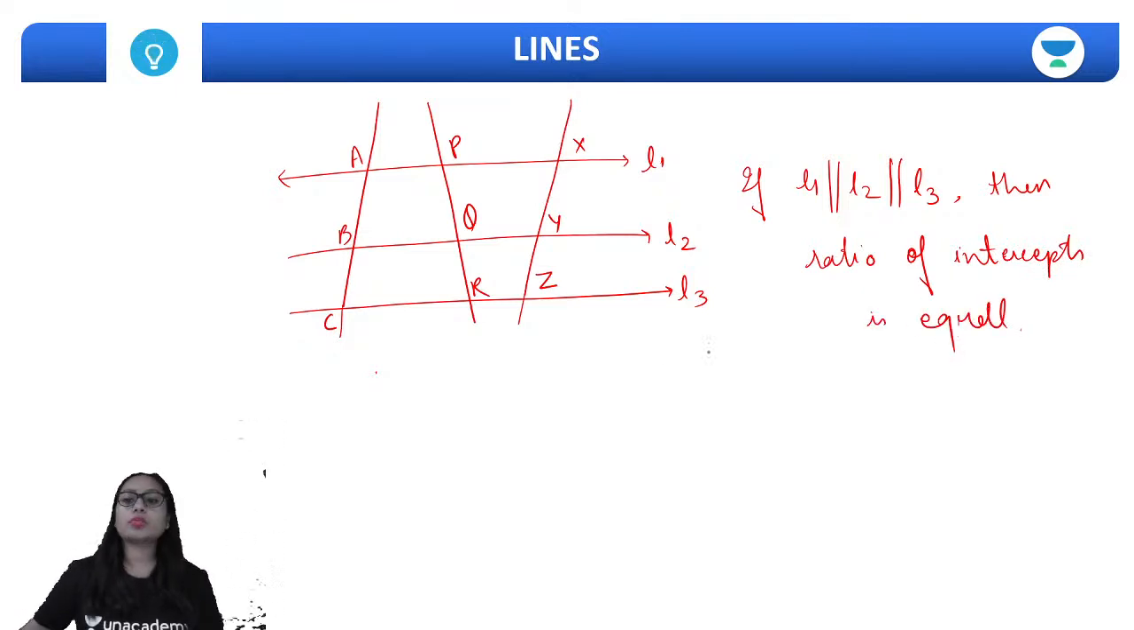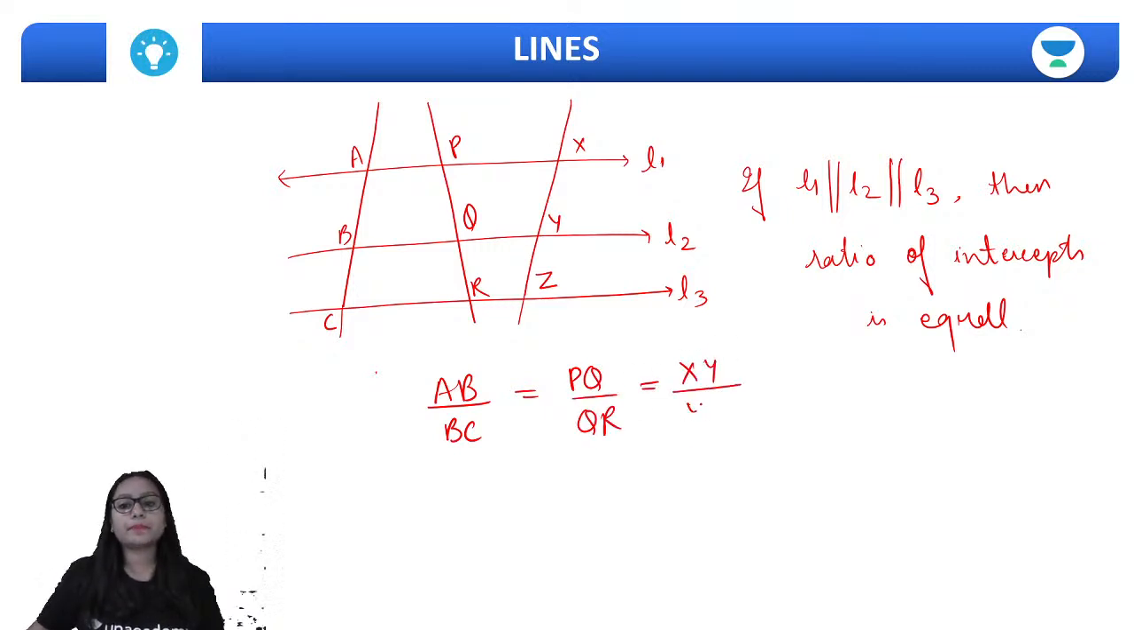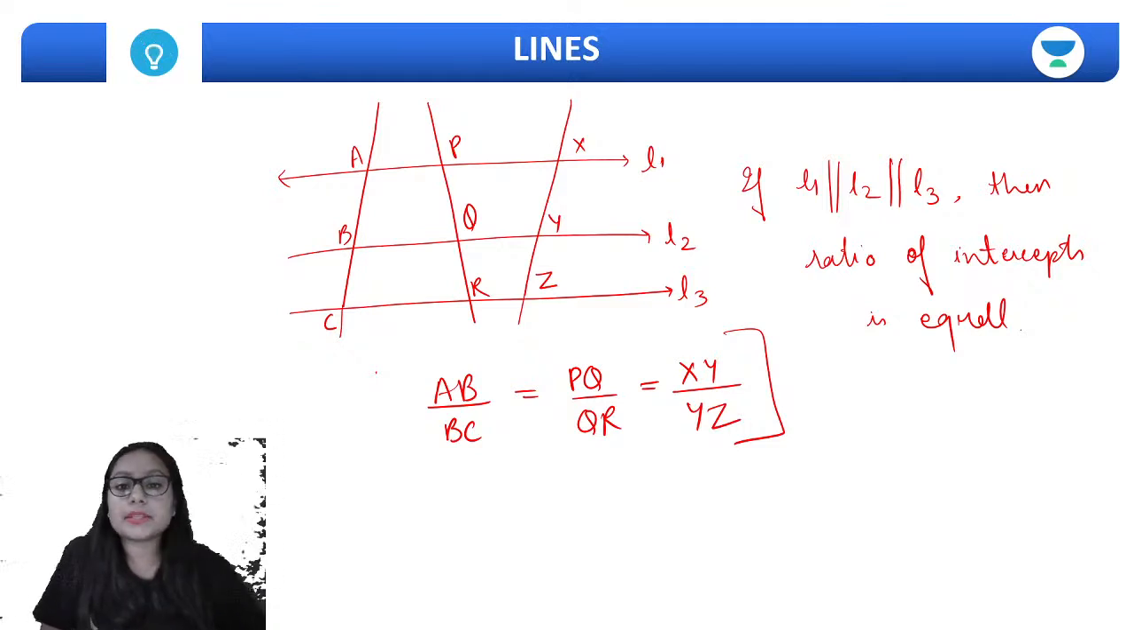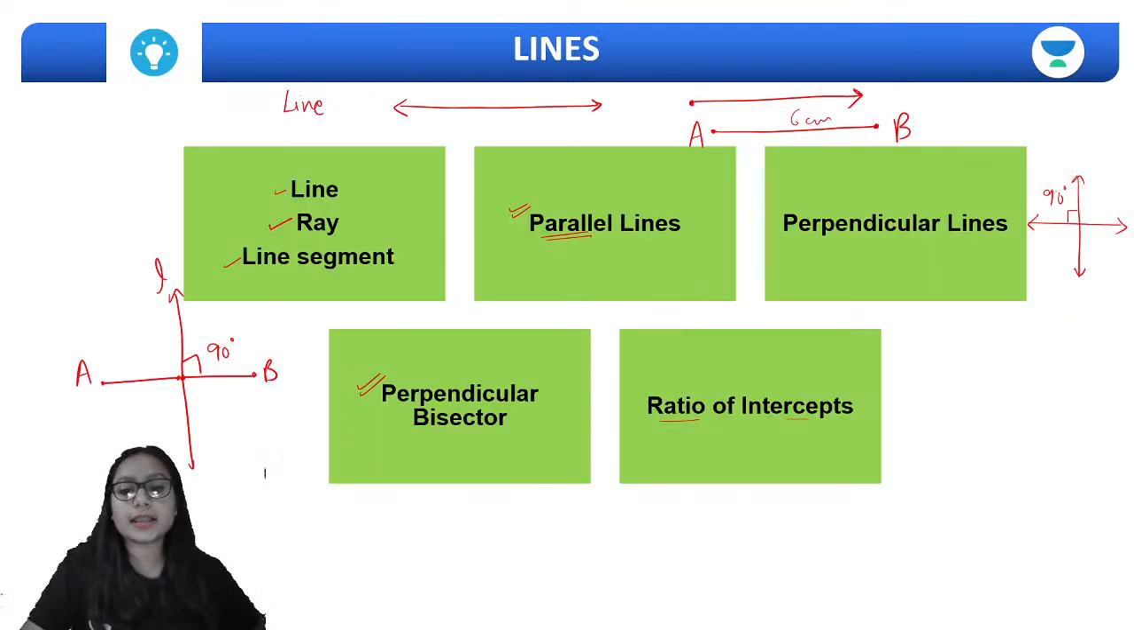Alright, let's see what I mean by this statement. I mean that AB upon BC is equal to PQ upon QR is equal to XY by YZ. So hence the ratio of intercepts is equal when two or more lines are intersected by a set of parallel lines. I hope this theorem of ratio of intercepts is clear to you.